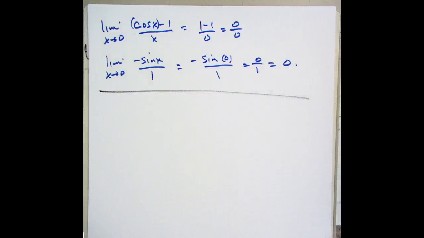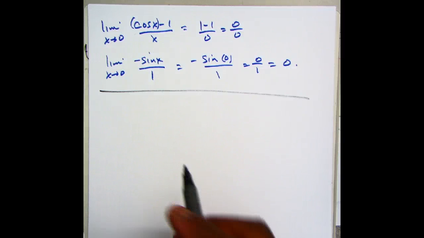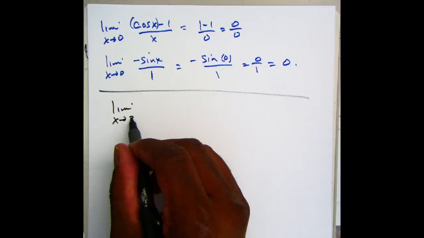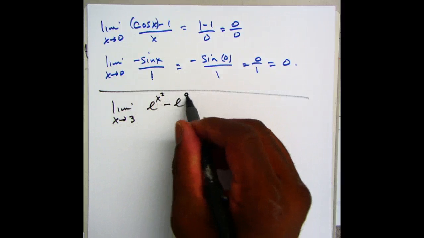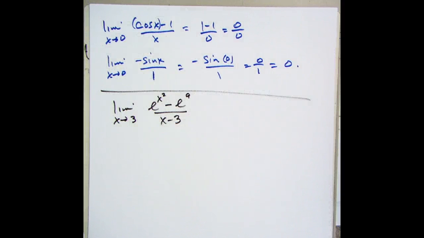Now let's take a look at an example. You may or may not recognize this, I'm not sure. What's the limit as x goes to 3 of e to the x squared minus e to the 9th all over x minus 3? I believe this is from chapter 2 or 3, but honestly, on the test, I would expect this to be a 15-second at most problem.